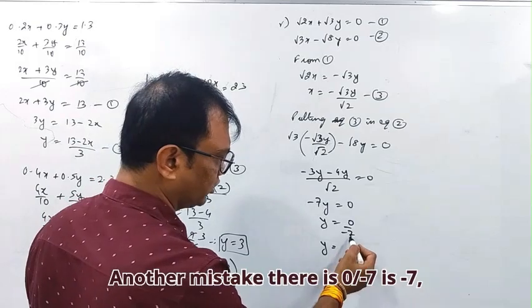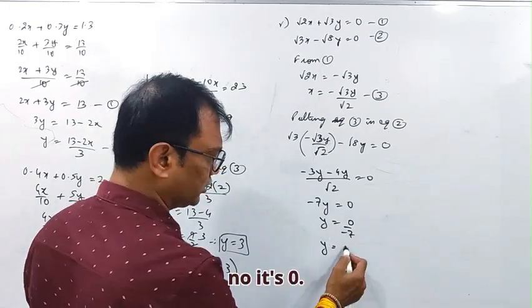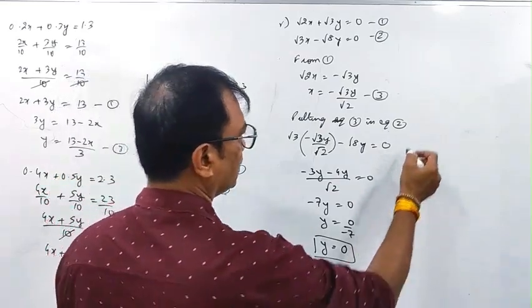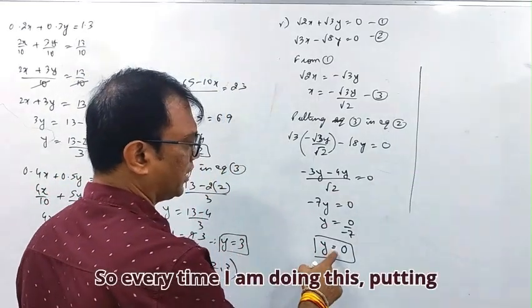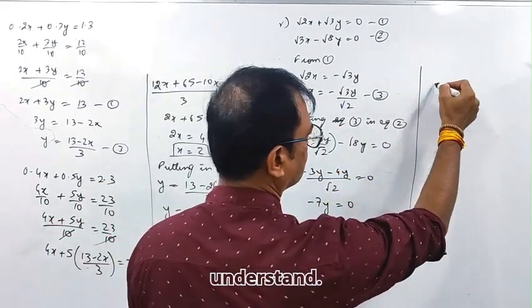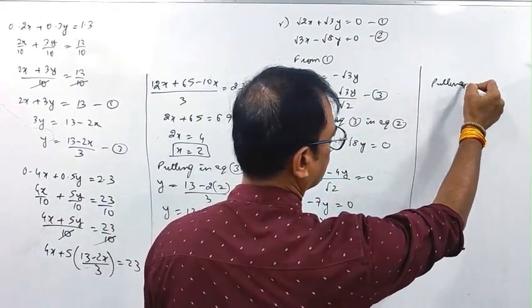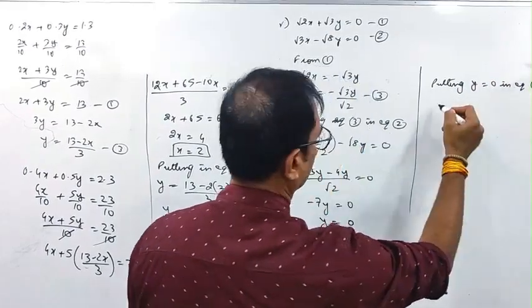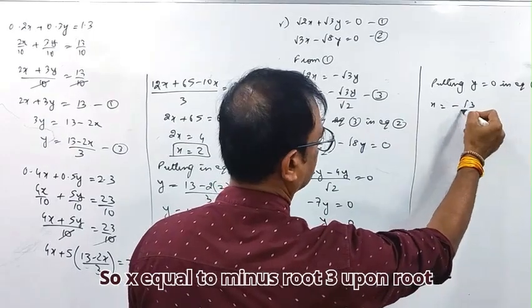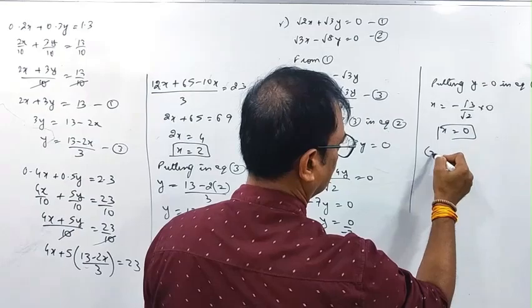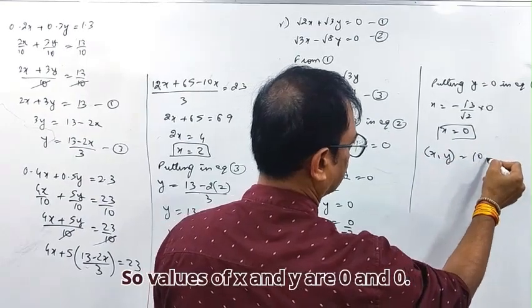Another mistake here: 0 upon minus 7 is minus 7. No, it's 0. Remember the mistakes. So every time I am doing this, putting this value over here beside 4, you have to understand. So x equal to minus root 3 upon root 2 into 0, so x is equal to 0. So values of x and y are 0 and 0.